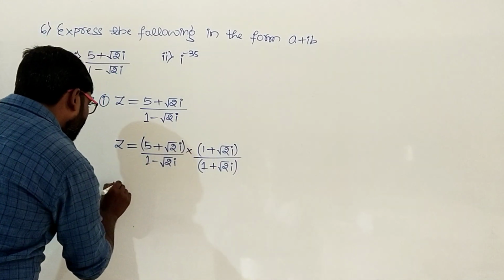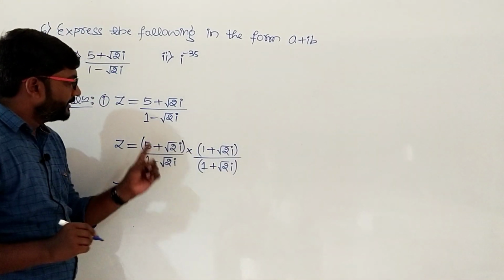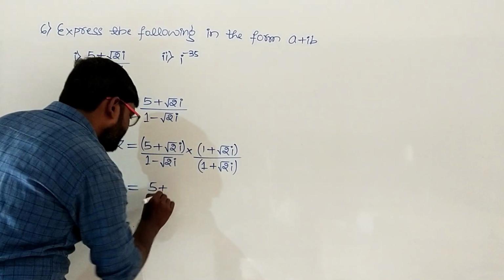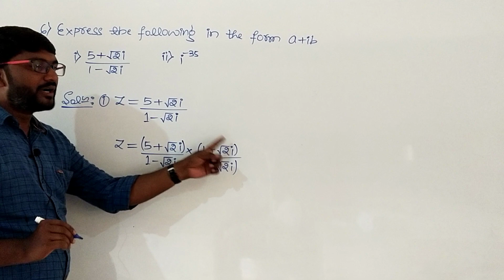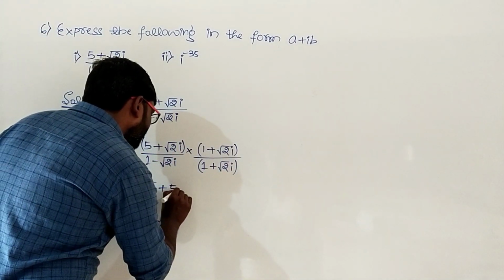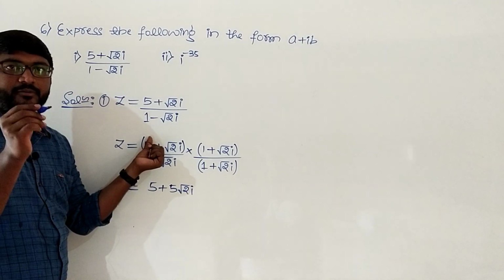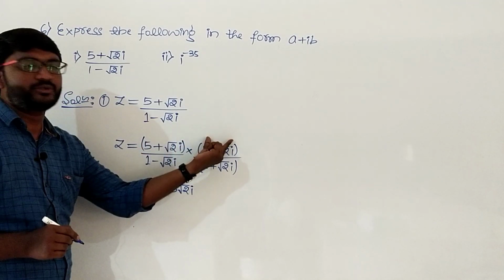Let us multiply the numerator now. Z is equal to, see here, 5 into 1 is 5, then plus 5 into root 2i as it is, 5 into root 2i. Then we are done with the first term. Now we will have to multiply the second term with these two terms.